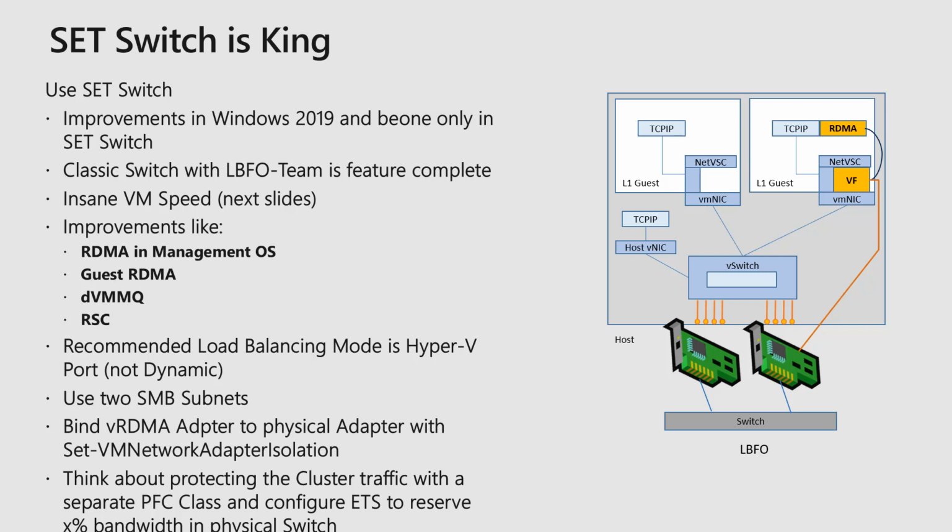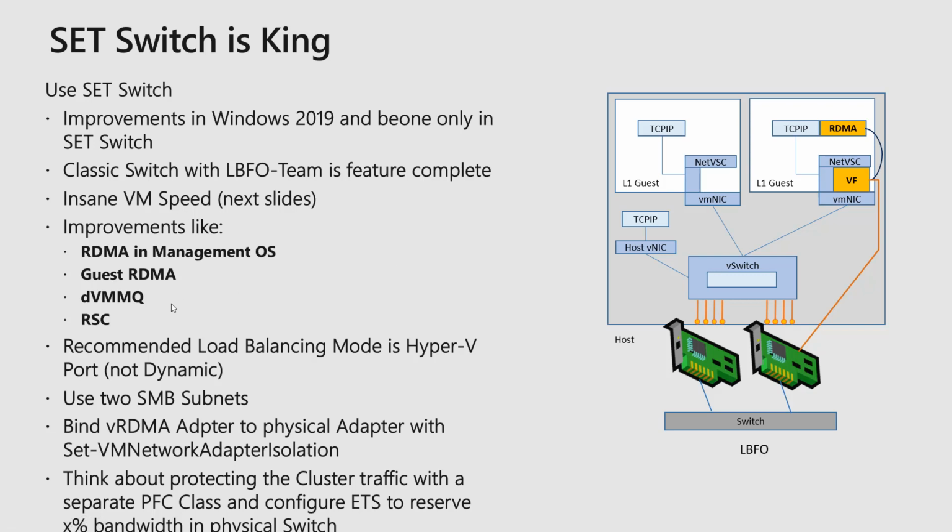Microsoft and other virtualization vendors are convinced that there are no advantages when you look at the Hyper-V virtual switch to use LACP. All the vendors prefer to use switch independent. And so the virtual switch, the SET switch, only supports switch independent, not LACP. So if your networkers insist on LACP, you can only use the LBFO team, the old one, and the classic switch, and you don't see all the improvements like RDMA in the management OS, guest RDMA even in virtual machines. You can have that with 2019 in the SET switch.